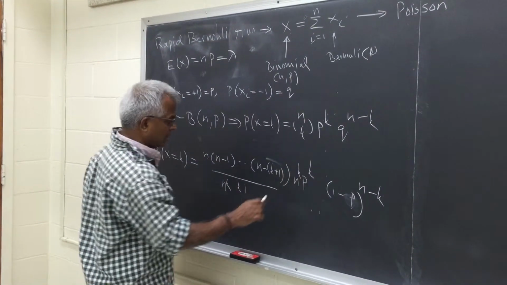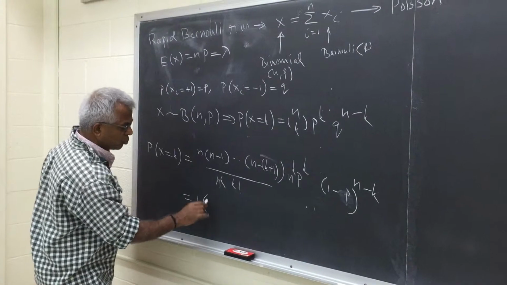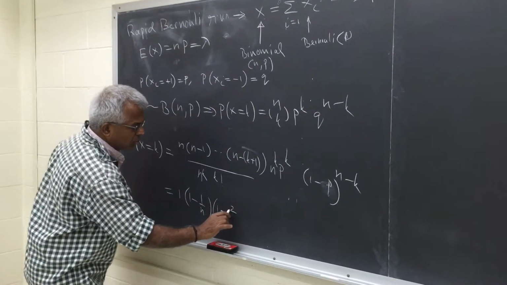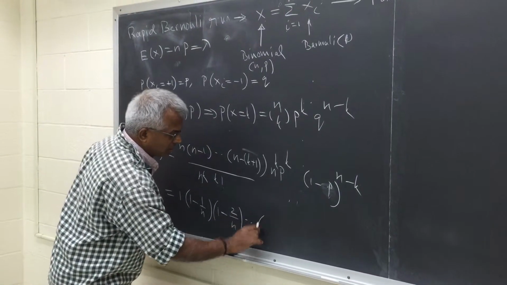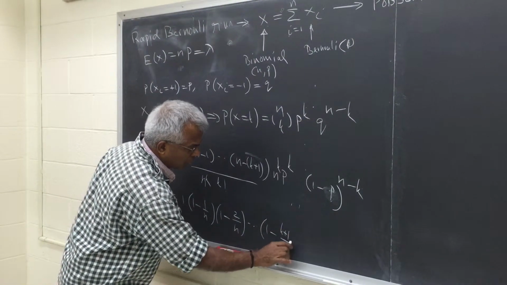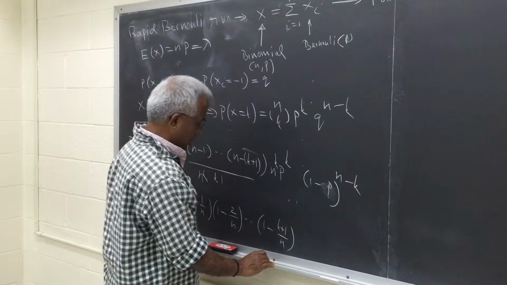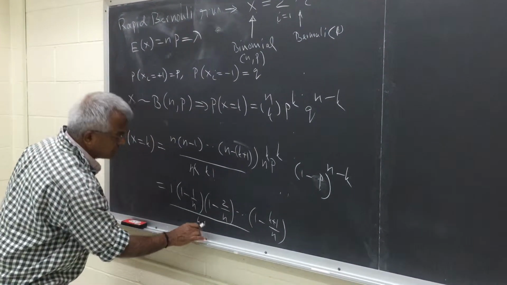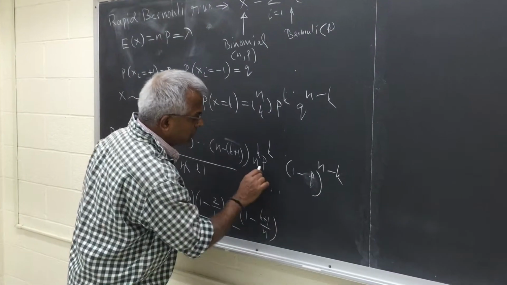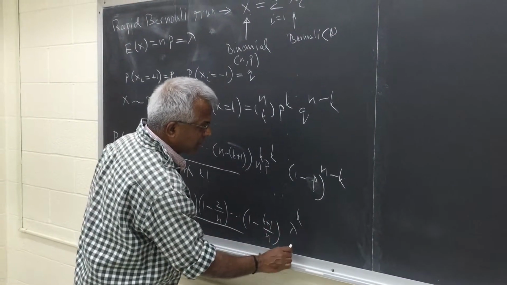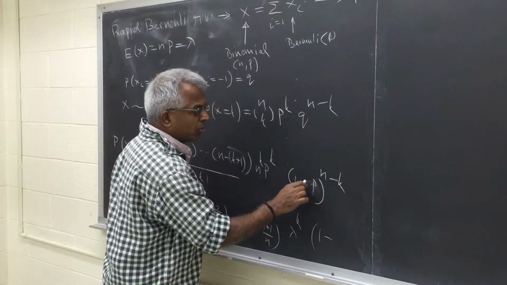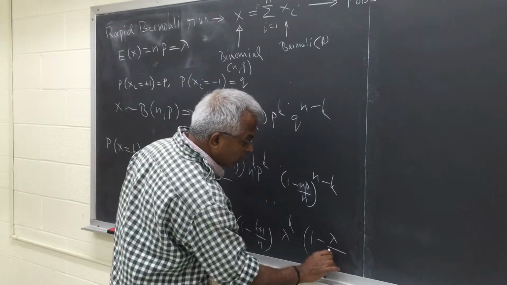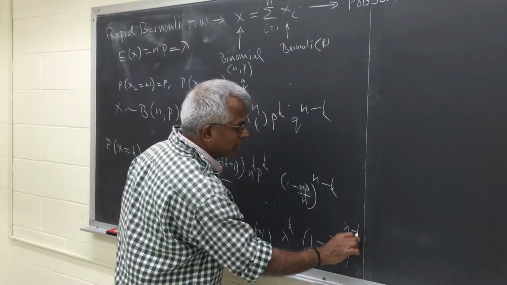Notice that I'm going to divide this here by n to the power k, so I multiply this by n^k. So this of course becomes 1 multiplied by 1 minus 1 over n, 1 minus 2 over n, etc., 1 minus k plus 1 over n. And then we have a k factorial here. And then you have np, which is lambda, to the power k, and 1 minus, I'm going to multiply and divide by n, so this is lambda over n, to the power n minus k.